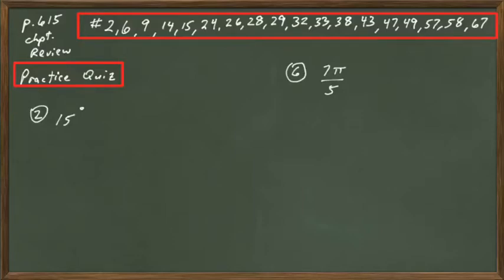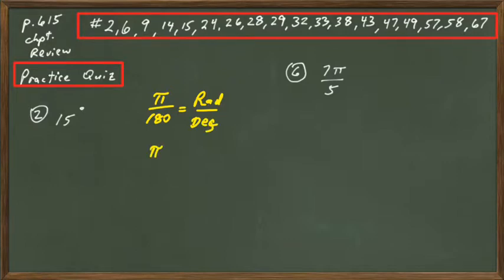Okay, this is a practice quiz for pre-calculus. It's basically section 4.1 to 4.4. They want you to convert between degrees and radians. To do so, you might use the proportion pi over 180 equals radians over degrees.